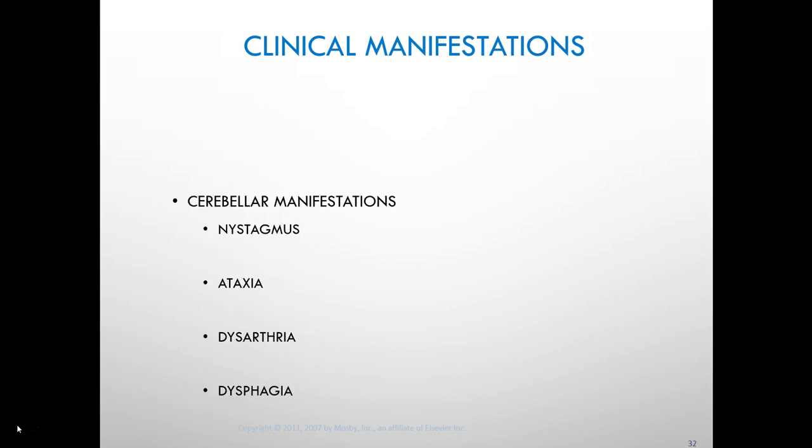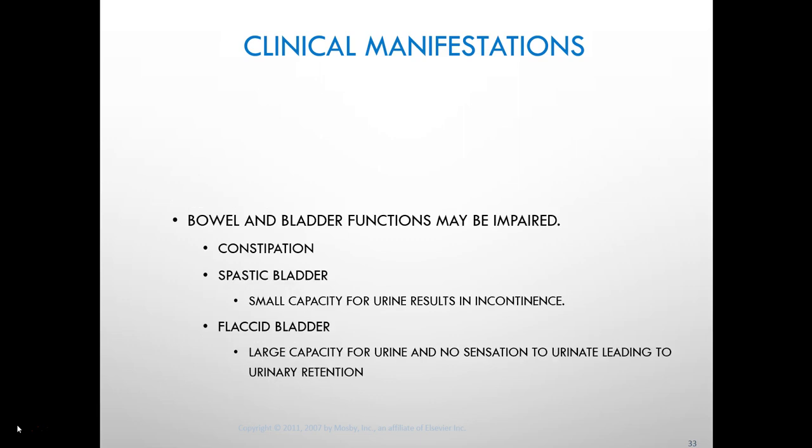Cerebral brain, they're going to have nystagmus. We're already discussing all this. Ataxia, difficulty coordinating. Dysarthria, difficulty articulating words. Dysphagia, phagia, swallowing. Dysphagia, difficulty swallowing. Break the words in half, put them together, it makes more sense, makes it easier to remember.